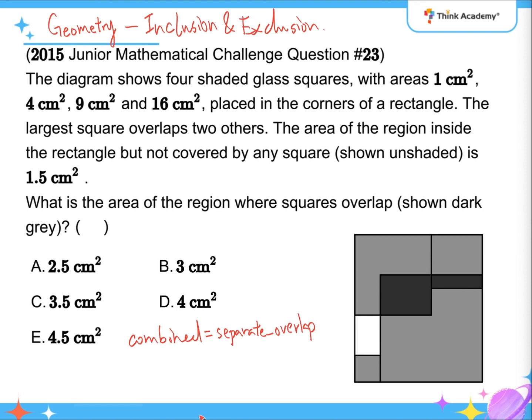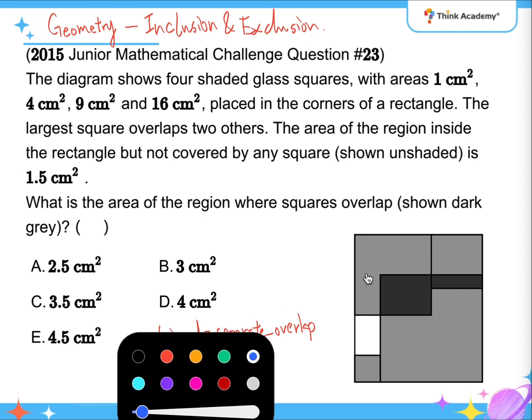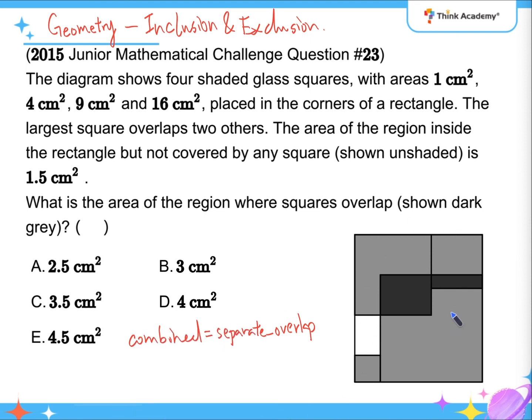Okay, so now let's look at the dimensions we can see in this diagram. So the smallest one must be having an area of 1 centimeter squared. That is 4, that is 9, and that is 16. Which means that this is going to be 3 centimeters. This is going to be 2 centimeters, which are the side lengths correspondingly. This is going to be 3 centimeters. This is going to be 1 centimeter.